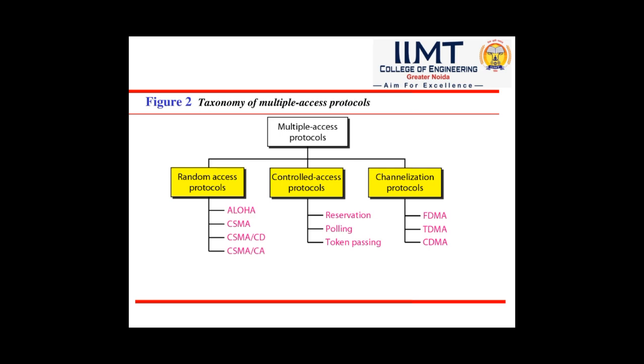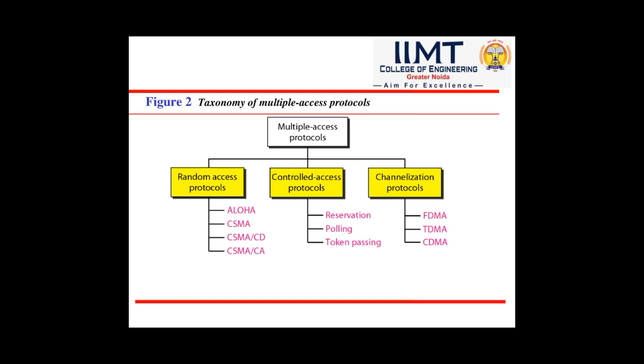Here we have categorized multiple access protocol into three categories. First one is random access protocol, second one is controlled access protocol, and third one is channelization protocol. Random access protocol contains Aloha, CSMA, CSMA CD, CSMA CA, and controlled access protocol has three protocols, which is reservation protocol, polling, and token passing. And channelization protocol is FDMA, TDMA, CDMA.